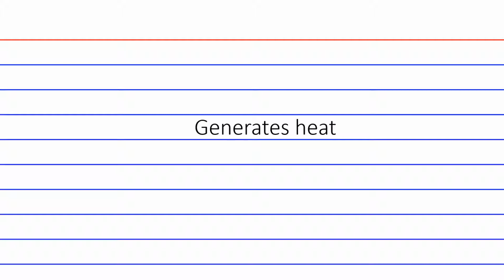This system generates heat. The answer is the muscular system, right? 70% of the body's heat is produced via muscular contractions.